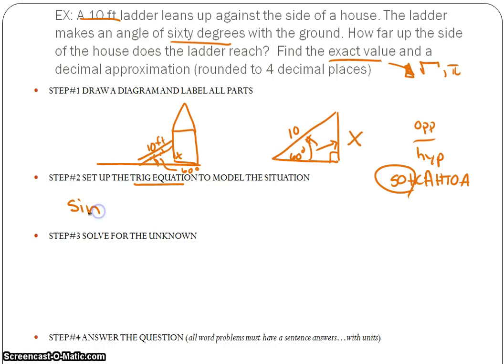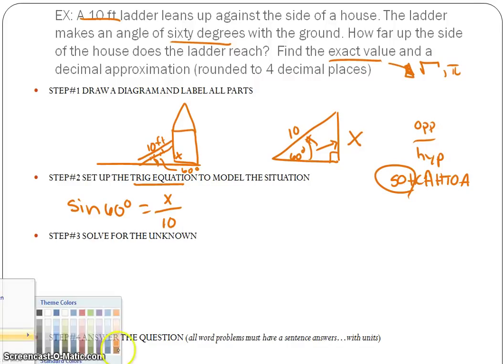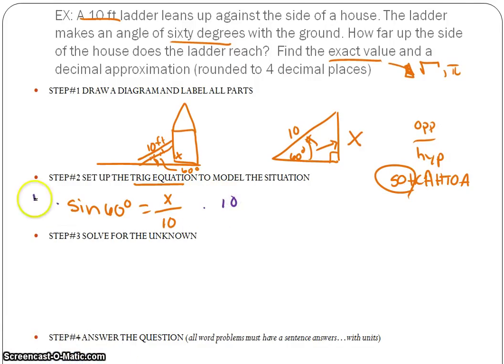So I know sine of my angle, which in this case is 60 degrees, is the opposite, which is x, over the hypotenuse, which is 10. So here's the trig equation that models the situation. I'm going to solve for the unknown. So to solve for the unknown, I can go ahead and just multiply both sides of the equation by 10. And I have 10 sine of 60 degrees is x. And I can solve for this.